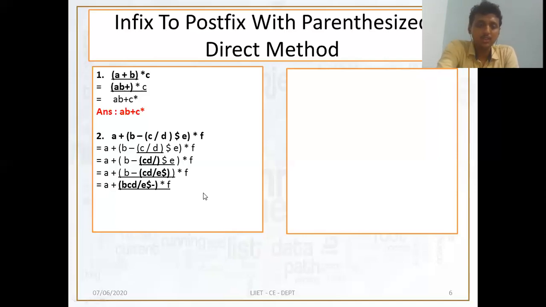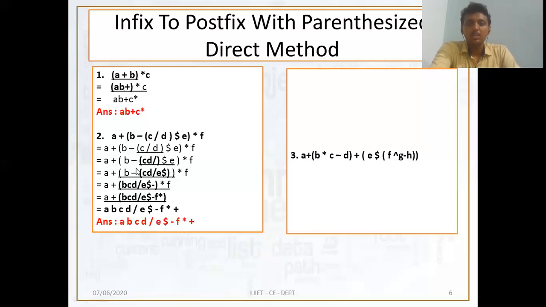Fine. So we are solving the star first. So b cd division e dollar minus is one side. Then combine f and put star after f. So it becomes just like this. Now only one operator is left. Solve it and get your answer. The answer is a b c d division e dollar minus f star plus.